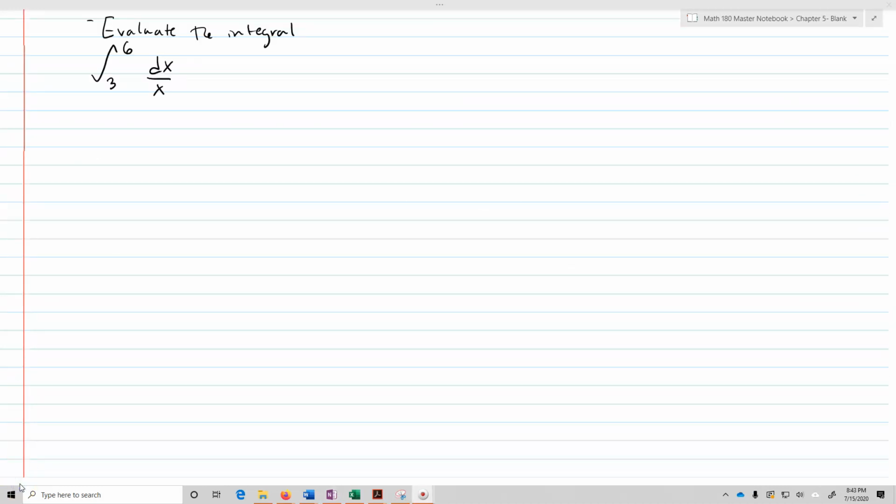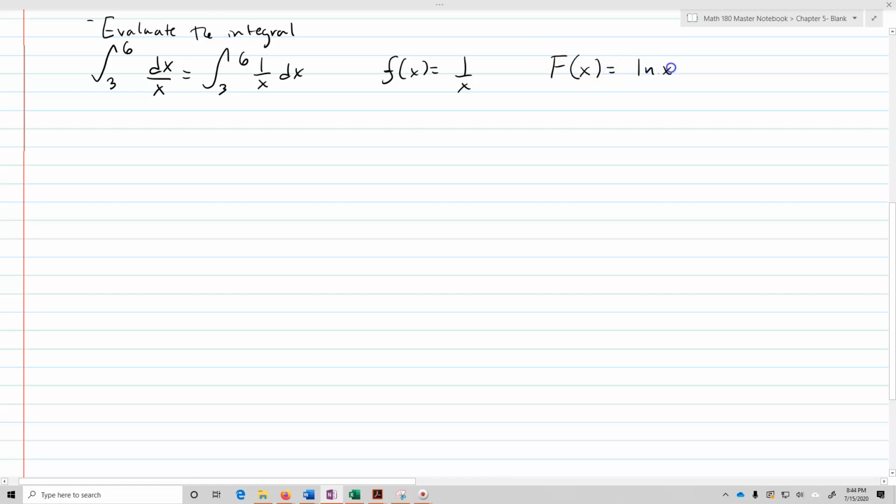Let's evaluate the integral from 3 to 6 of dx over x. First thing to know is that when we say evaluate the integral, we basically mean to integrate. Sometimes we might just say integrate, but we're going to use the phrase evaluate the integral. We're going to use the fundamental theorem of calculus. First, f of x is equal to 1 over x, because the integral from 3 to 6 of dx over x is the same thing as the integral of 1 over x dx. Now the antiderivative, or an antiderivative, because the fundamental theorem says any antiderivative, we can use any one, so let's use the easiest one: big F of x is the natural log of x.